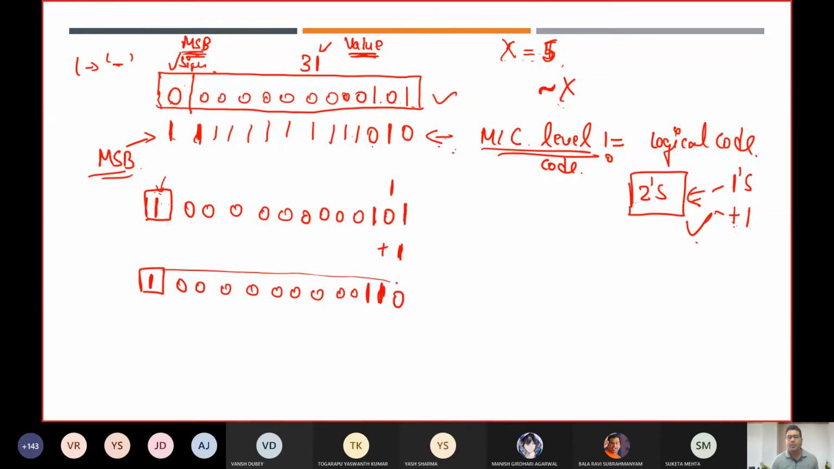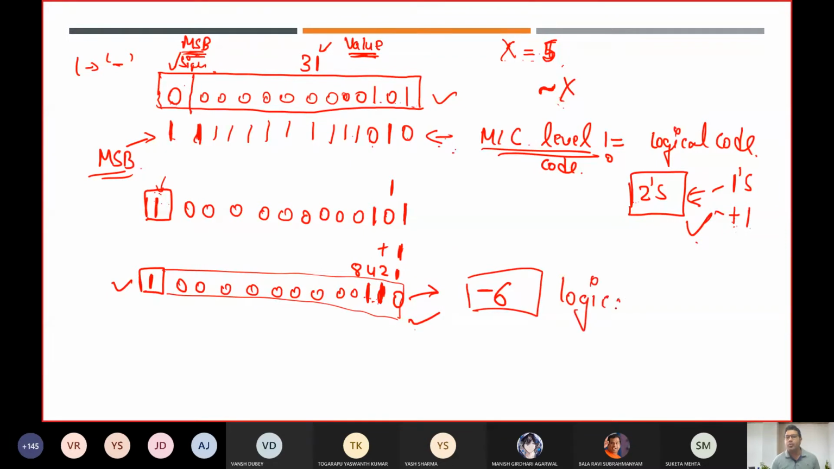Now if I ask you to convert this binary number into a decimal number, what is the value? This is 4, this is 2, this is 1, this is 8, like that, so you know this value is 6. Whether it is a positive or a negative number, it is a negative number. The number we have computed using 2's complement is basically a logical level code.